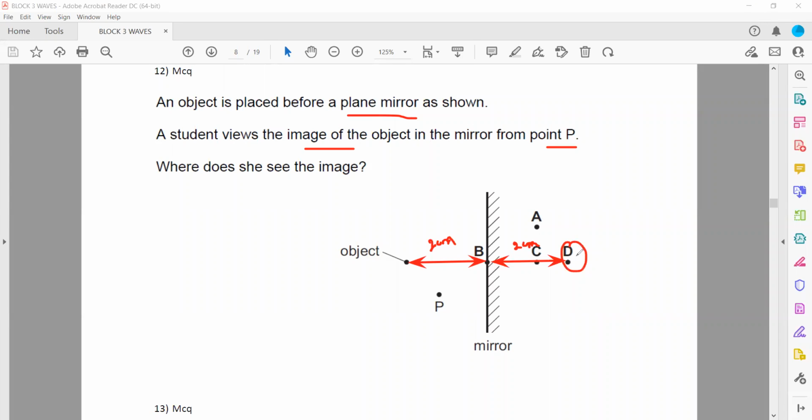It matches with point D. So images formed by a plane mirror are always the same size and the same distance from the mirror as the object. That's why the simple way to solve this question is to measure the distance between the object and the mirror, and then measure the distance between the mirror and the image. Both distances should be equal. So that's why D is the correct answer. If the object is, for example, 2 centimeters away, the image is also 2 centimeters away, and both are in the same line.